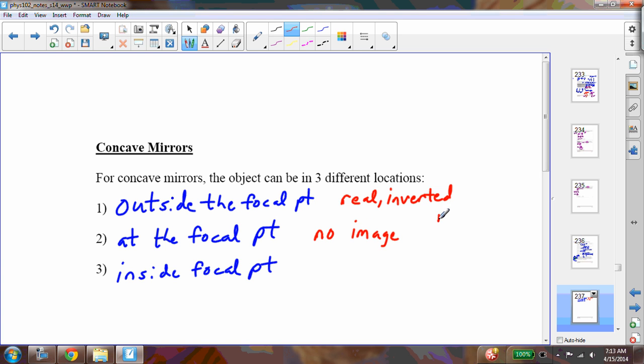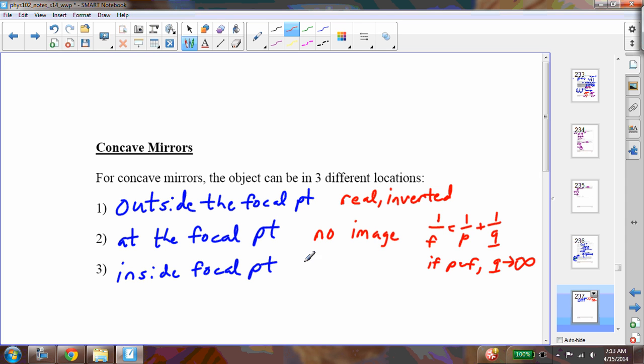We can see this from the mirror equation, by the way. 1 over F equals 1 over P plus 1 over Q. If P equals F, Q goes to infinity. I'll leave you to work that out on your own.